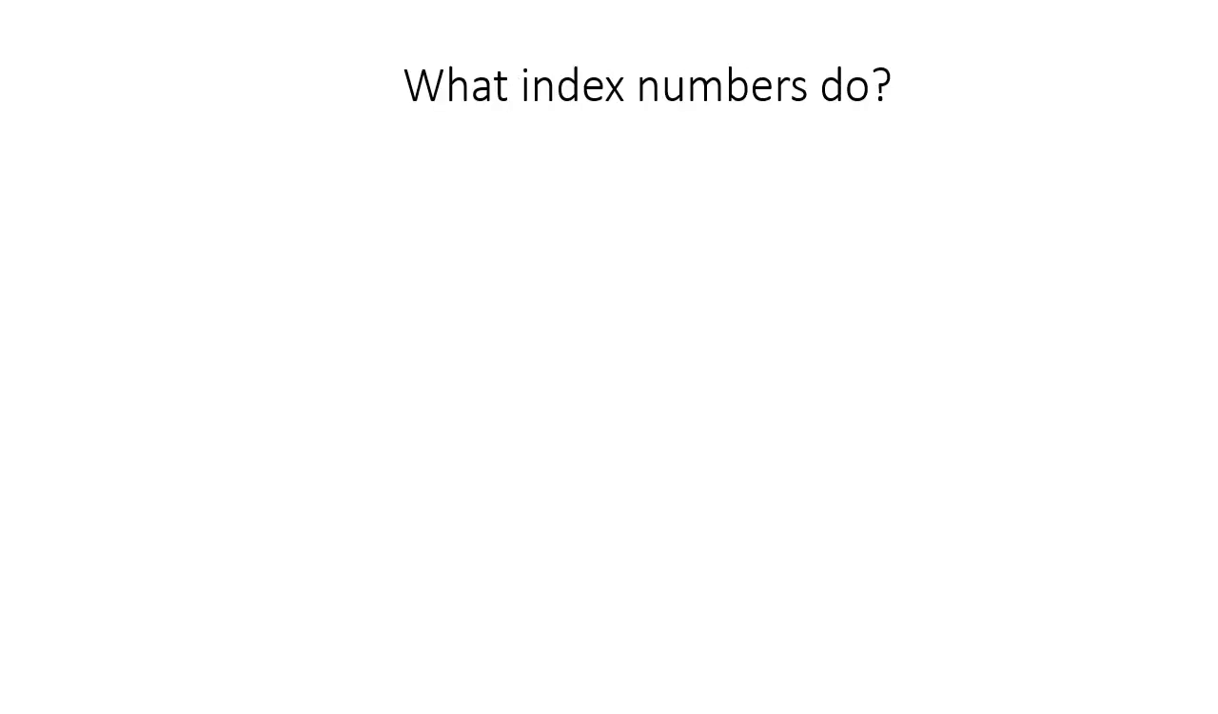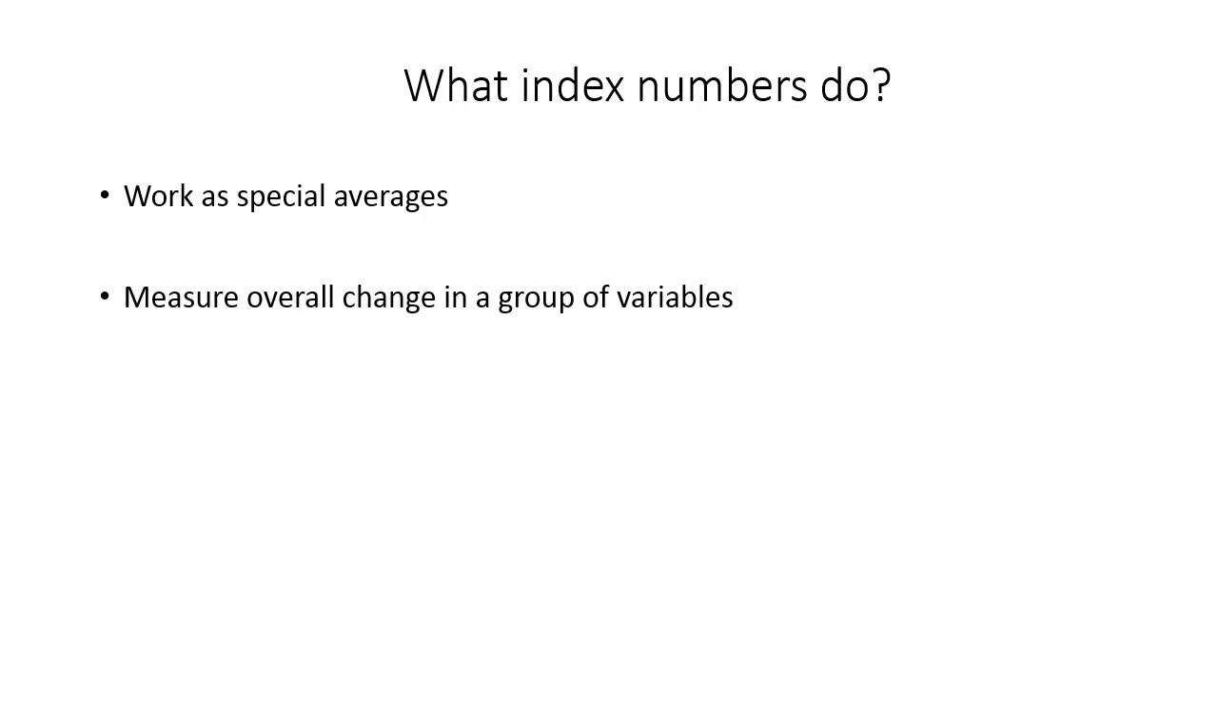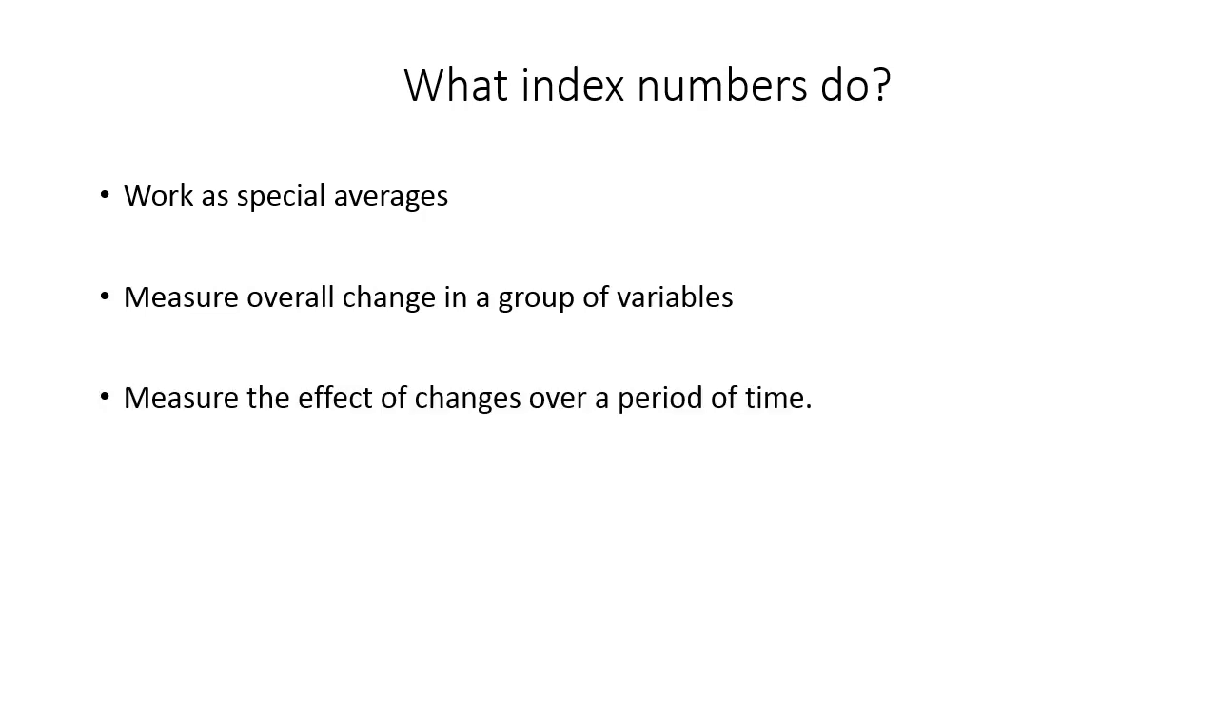Now what index numbers do is they work as special averages. We have already learned quite a number of averages in the previous modules, like mean, median, mode, percentiles, quartiles. Index numbers also work as special averages which measure the relative change in a variable over a period of time. They also measure overall change in a group of variables. They measure the effect of changes over a period of time, so we can study how much the set of variables have changed over a period of time.